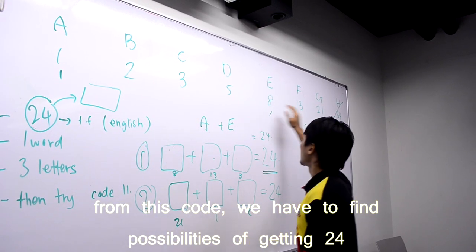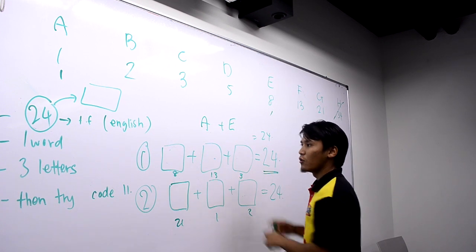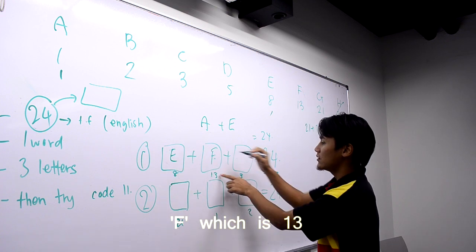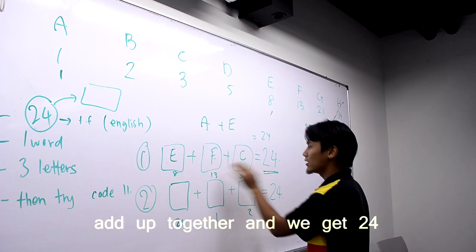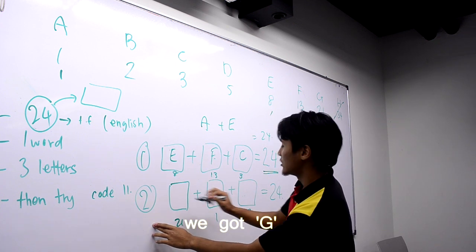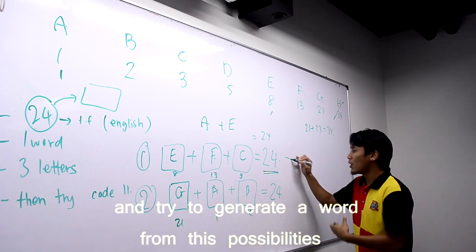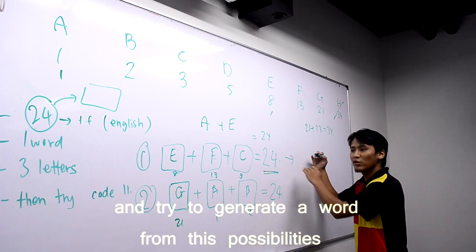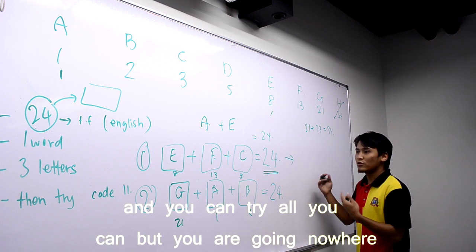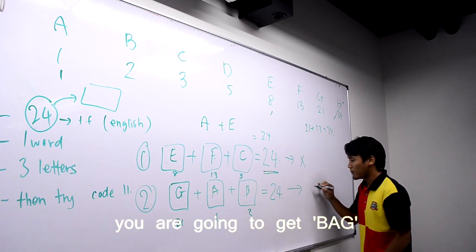From this code, we have to find the possibilities of getting 24. In this case, we have E, which is 8, F, which is 13, and C, which is 3. Added together, you get 24. For the second possibility, you get G, A, and B, which is also 24. Then try to generate a word from these possibilities. You can try all you can, but you are going nowhere. For this one, you're going to get bag.